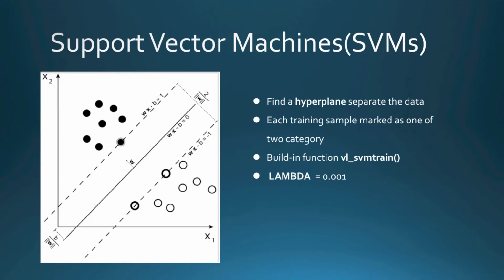In our program, we use a built-in function called SVM train. This function will train linear classifiers to predict the category of every test image based on training samples. Every test feature will be evaluated with all 15 SVMs, and the most confident one will win. We assume lambda is 0.001.